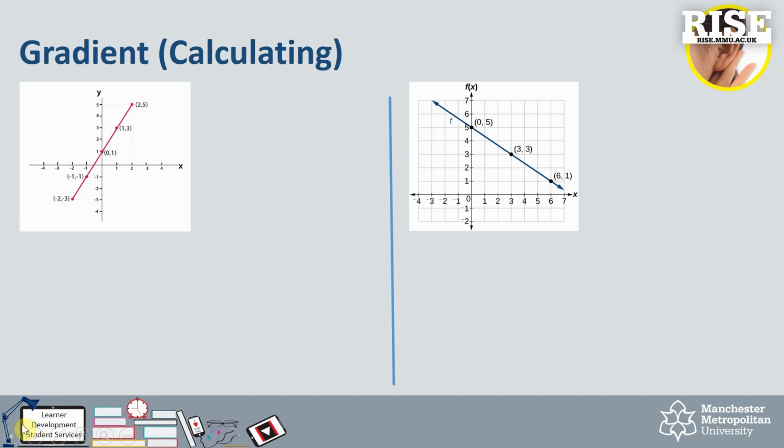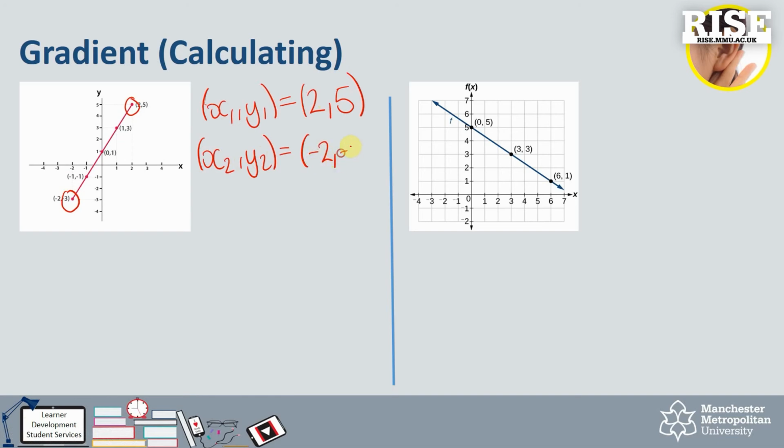Let's have a look at a couple of those then. Remember, I only need 2 points. So for this one, I'm going to choose the 2 end points. Firstly, let me write out my points then. So my first point, x1, y1, is going to be 2, 5. And my second point, x2, y2, is going to be the point -2, -3.